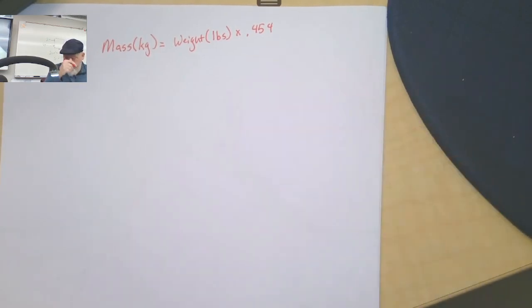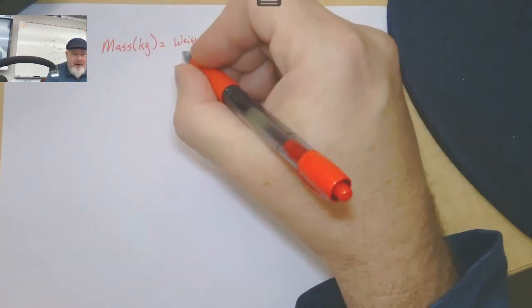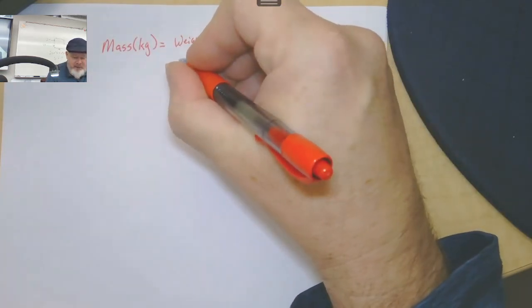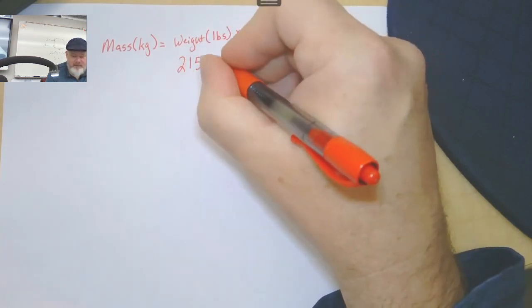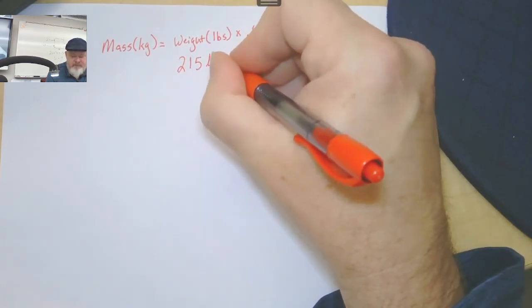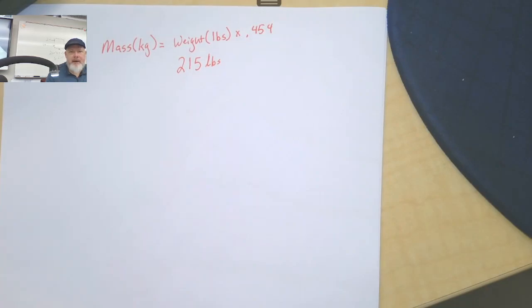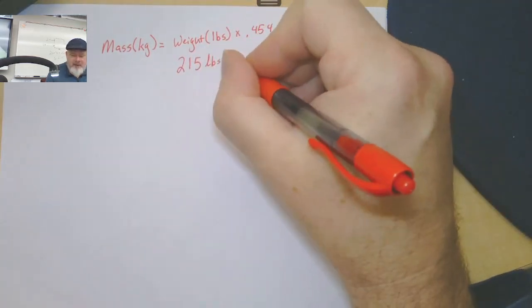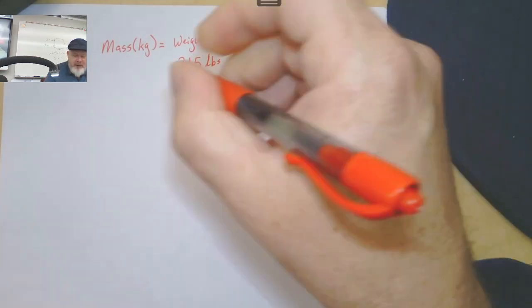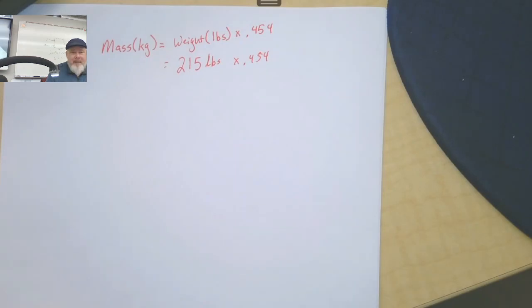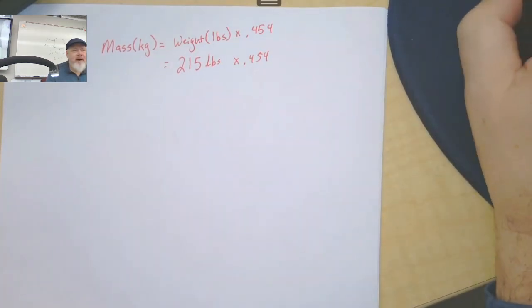So I'm going to put down my weight, which is last checked 215 pounds. All right, and LBS, once again, that stands for pounds. I'm going to multiply that by 0.454, and that's going to give me my mass in kilograms.